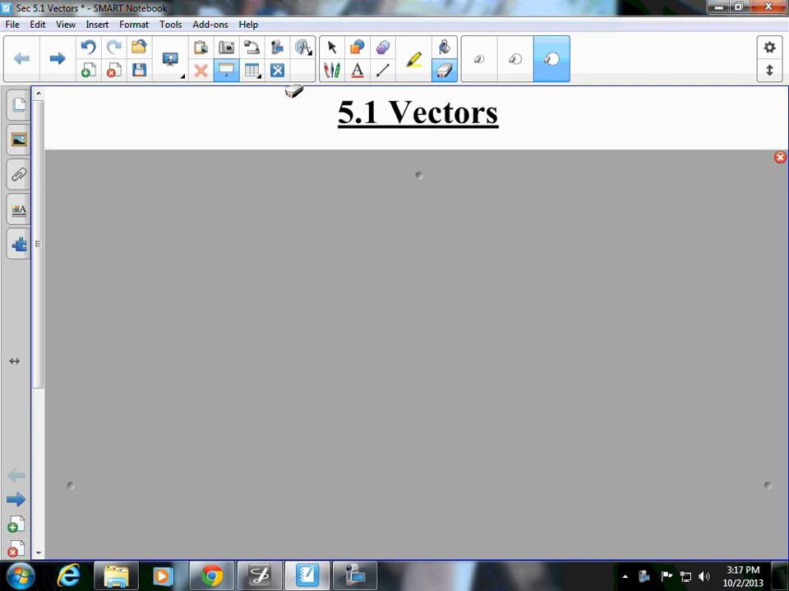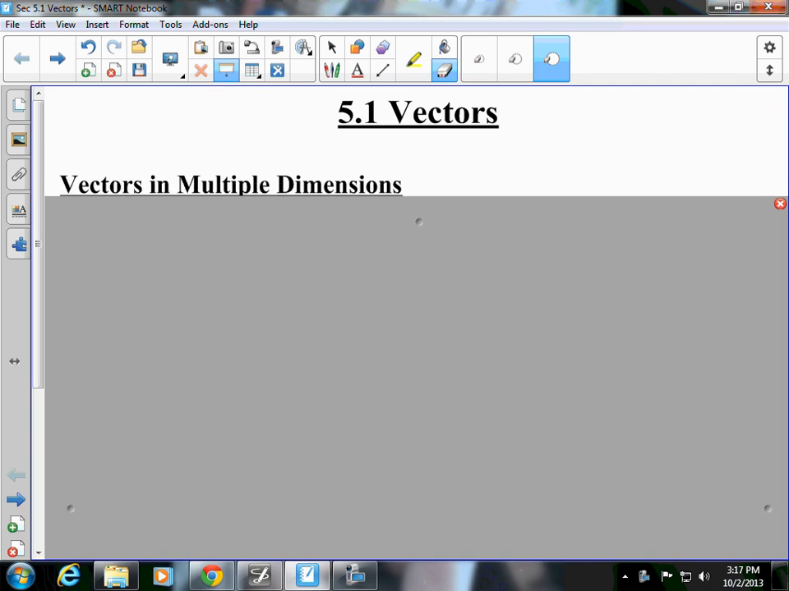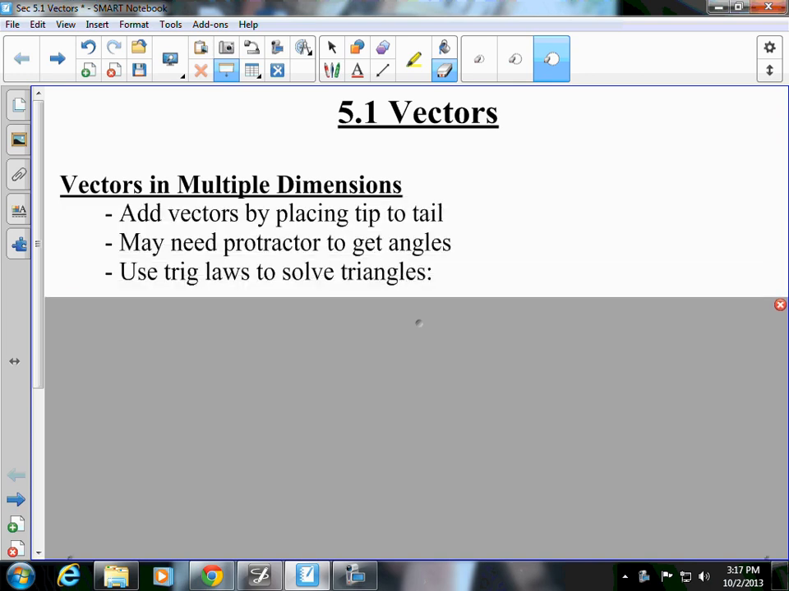did, where maybe you had two forces pulling north and one force pulling east, and you had to counteract the forces. Now that's very simple because they all balance out. Here now we're going to have to actually figure out the angle. So when we talk about vectors in multiple directions, you're going to add them by placing tip to tail. And I'll demonstrate that in a couple of examples.